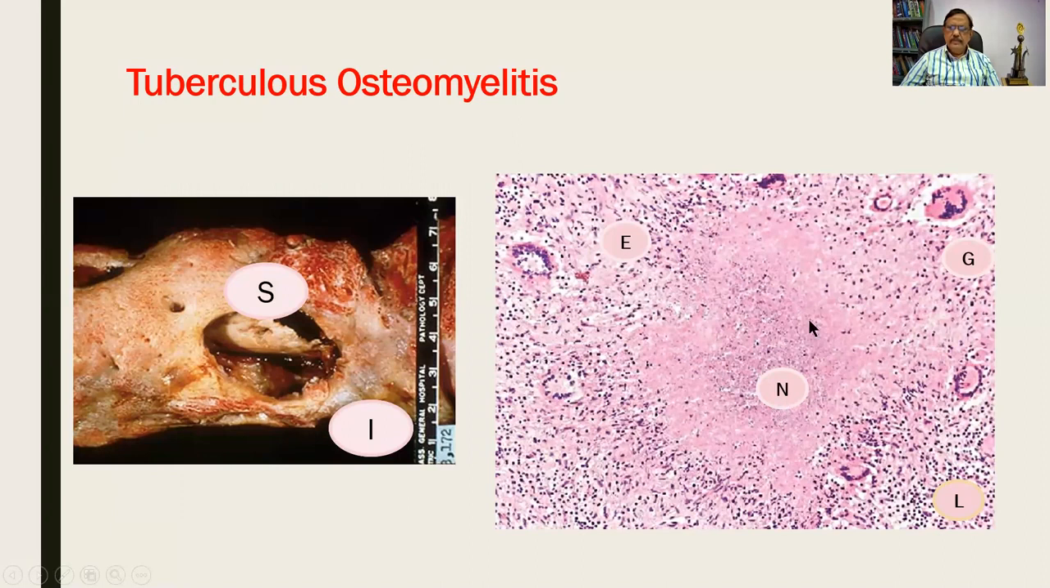And look at this picture. This is a necrotizing granuloma. N is the area of necrosis, eosinophilic, acellular. Surrounding that, there are some pale cells. These are the epithelioid cells that I am seeing.